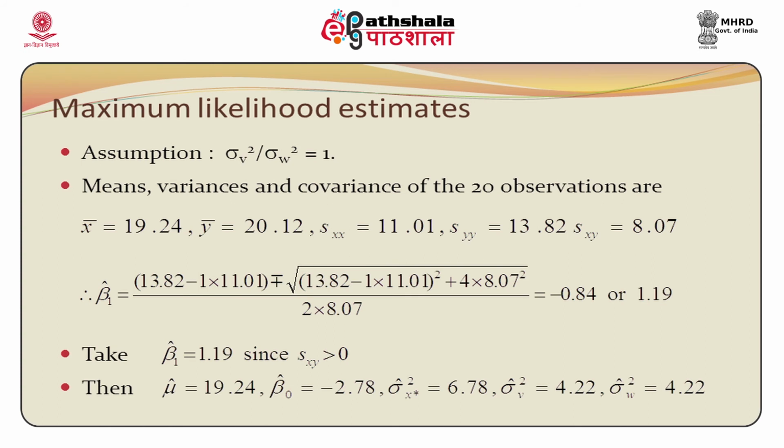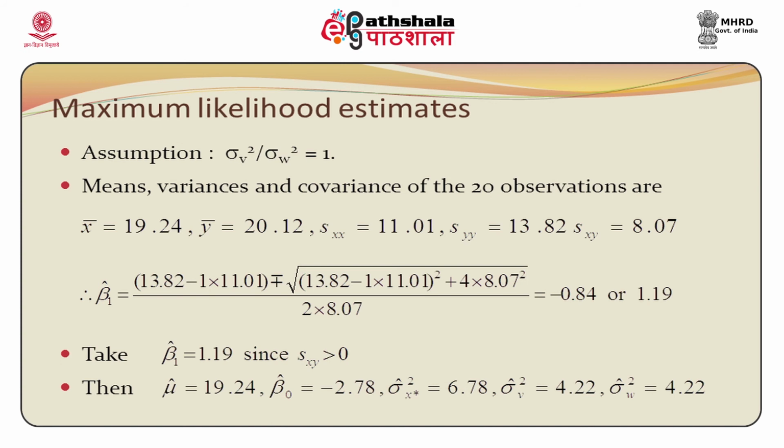We will be using the fourth case as we have discussed in the last module. In this case, we will take lambda equal to 1, because if you look at the observations, they are very close to each other. So, we will be assuming that the error variances would also be very close to each other, and therefore the ratio of the error variances is taken to be equal to 1.